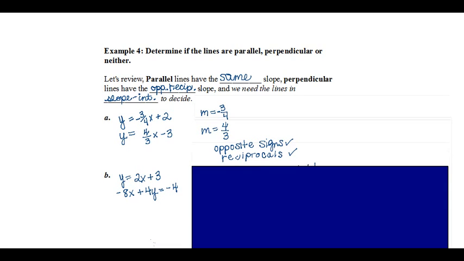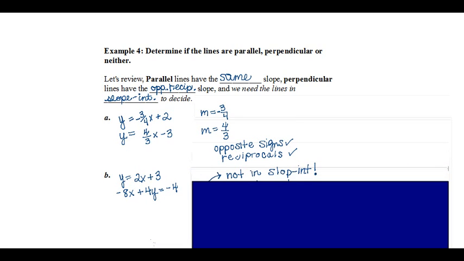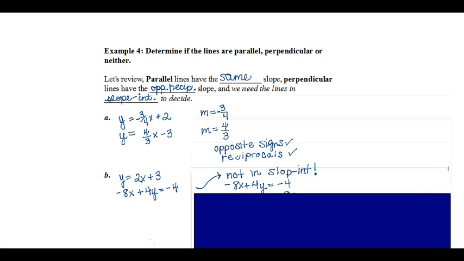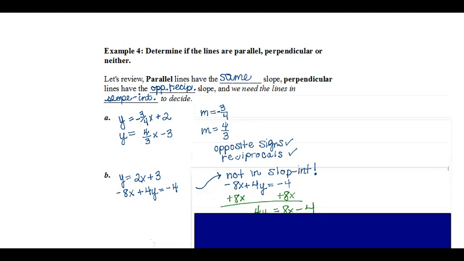Okay, looking at part B, that last part of needing the lines in slope-intercept form. Take a look at the second equation. That is not in slope-intercept form. It is not solved for y. So we can keep the first equation there, y equals 2x plus 3, but we do need to solve that second one. If we're looking at solving it, we first need to add 8x to both sides. That cancels out on the left and leaves me with 4y equals 8x minus 4.